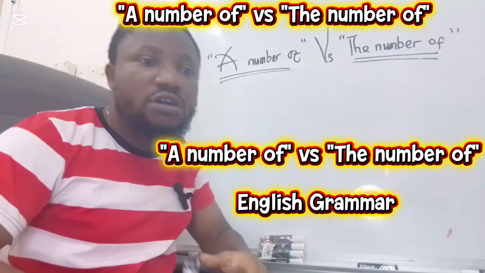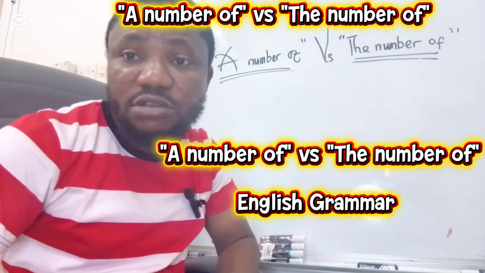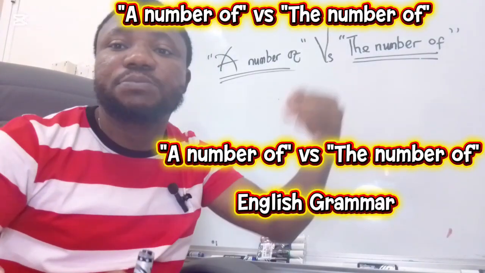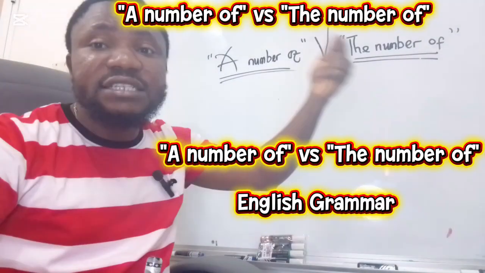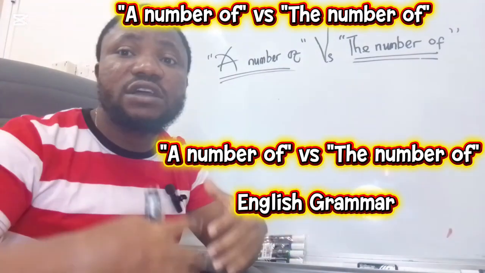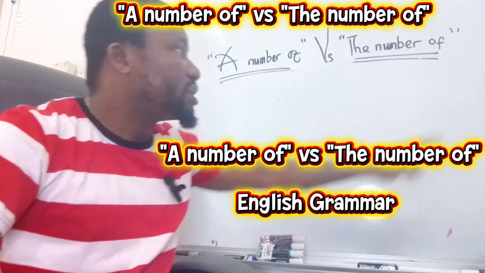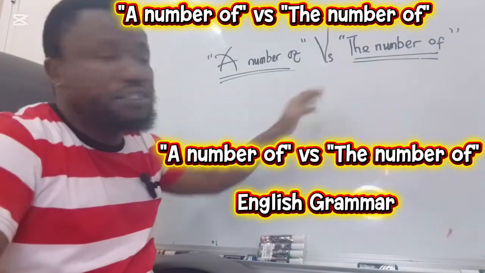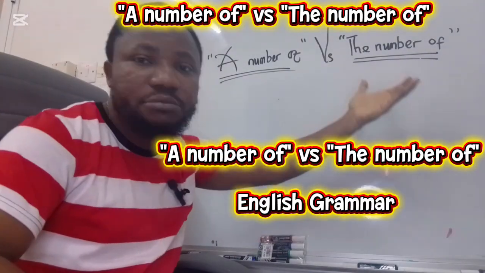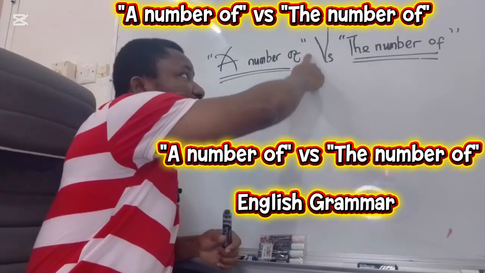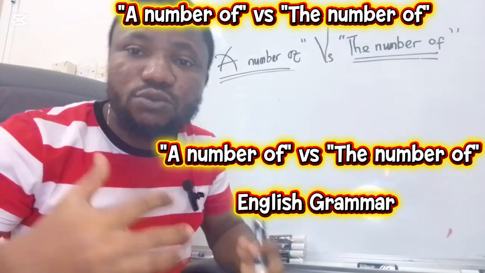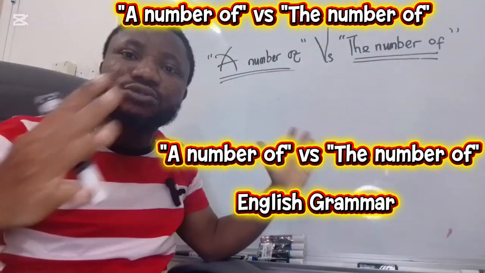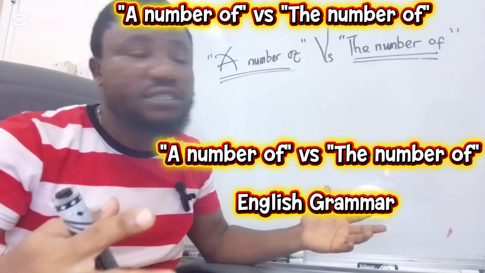Now, these two structures are aspects of Concord that some users of the English language find confusing to use, especially when it comes to determining the type of verb to use immediately after the noun or the noun phrase that comes after "of" here. Of course, you know that when you have these two structures, "a number of" and "the number of," the next item after "of" has to be a noun phrase or a noun. So, first of all, these two structures mean two different things.